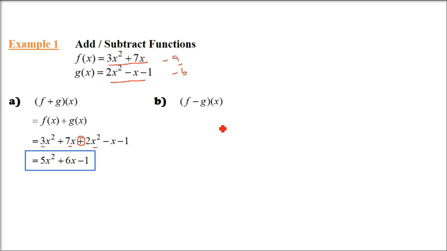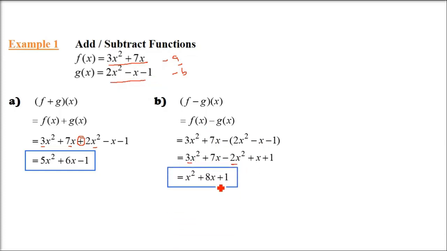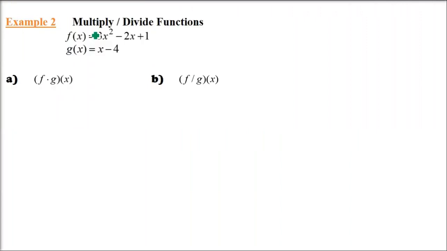(f − g)(x), take two and subtract them. That is 3x² plus 7x minus 2x² minus x minus 1. Just change the sign and do it the similar way the algebraic expressions are formed, or the similar x terms, they are added or subtracted.